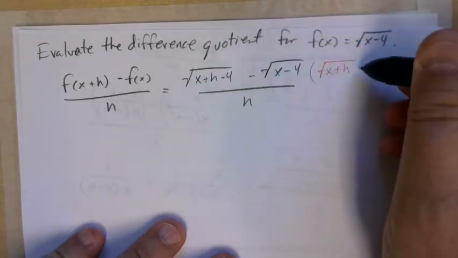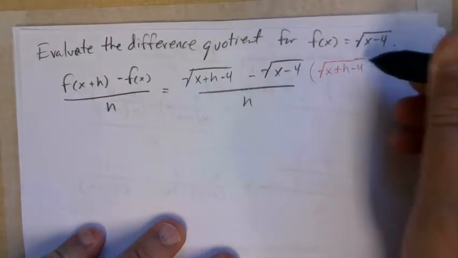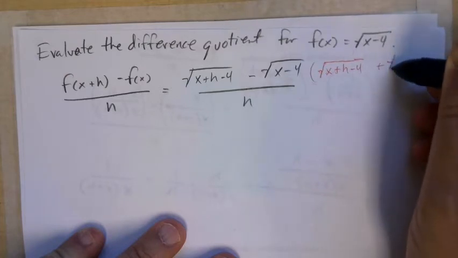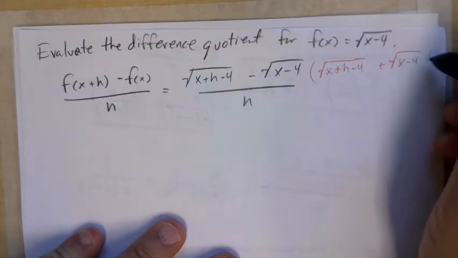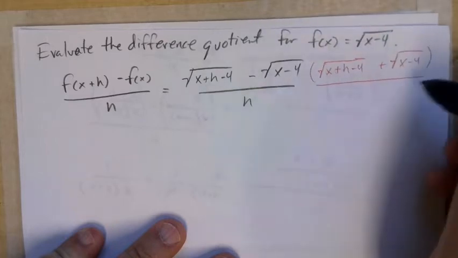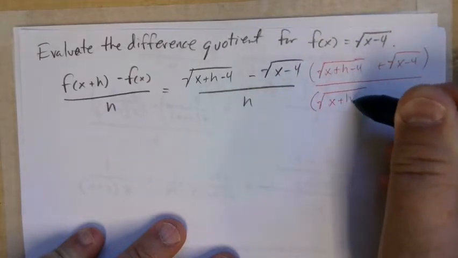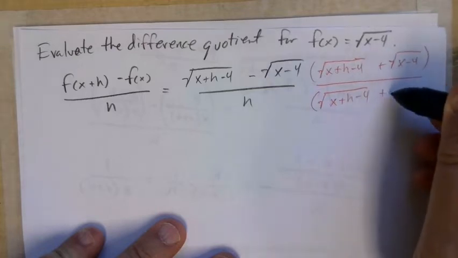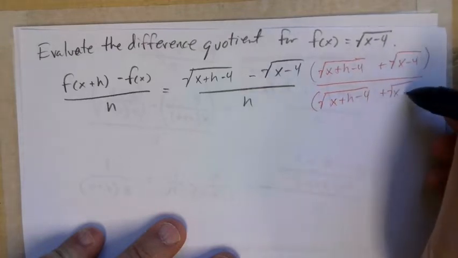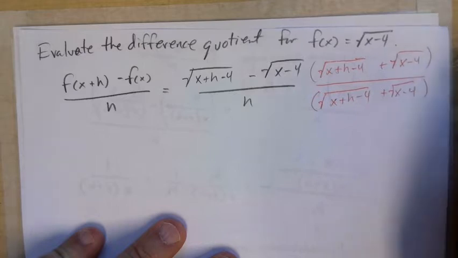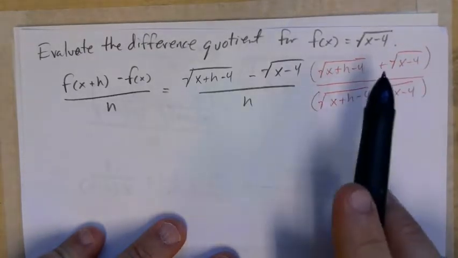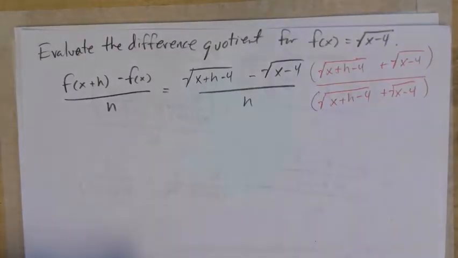So square root of x plus h minus 4 plus the square root of x minus 4. Now, if I do it on the top of the fraction, I have to do it on the bottom. So it's multiplying by 1 in reality, because the square roots of stuff over the square roots of stuff all over itself, this whole thing is equal to 1, so I'm not changing this.